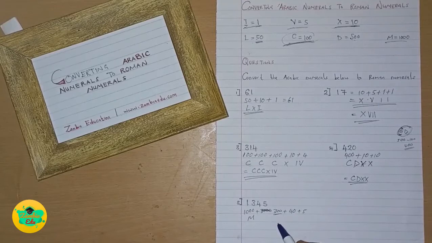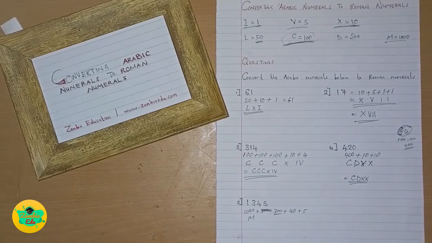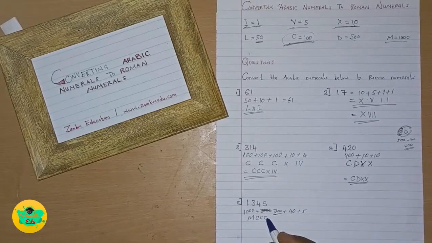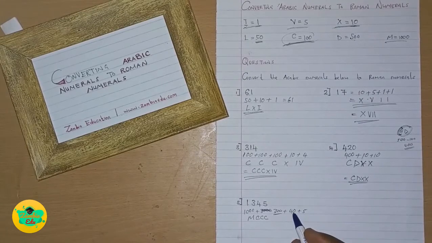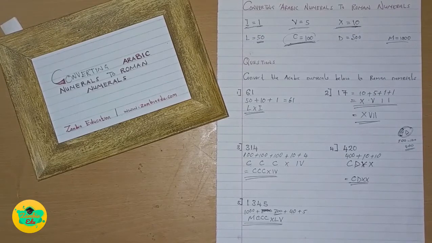300. Since there is no single symbol for 300, you make up 300 by adding 3 sets of 100. We are going to add C, C, C. So 100, 100, 100 makes up 300. Then 40 is XL. Then 5 is V. So 1345 in Roman numerals is MCCCXLV. That becomes our answer.